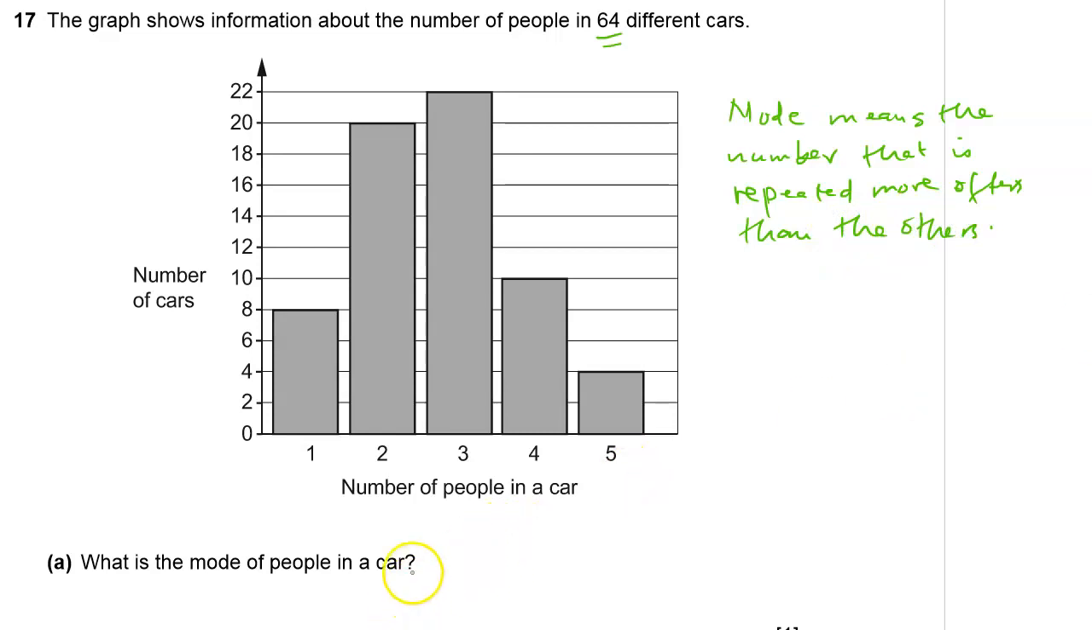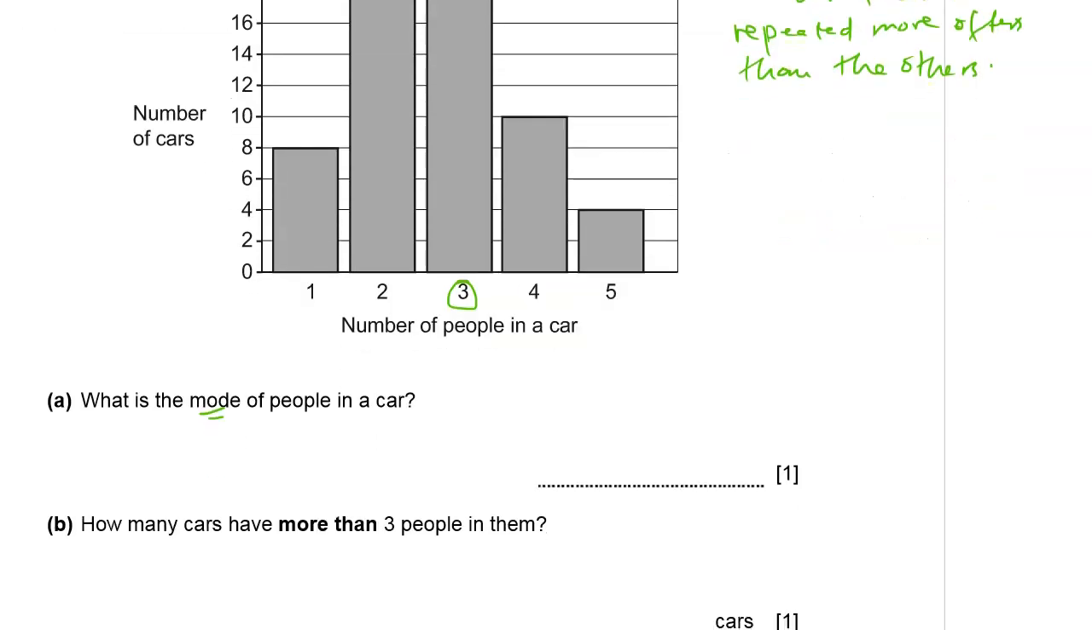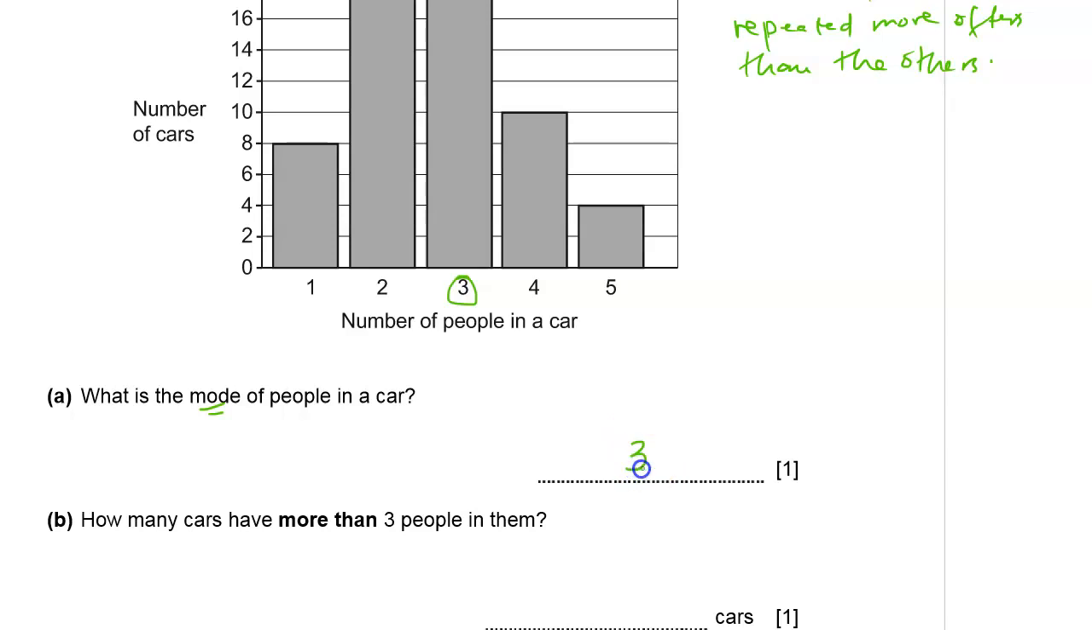And from this graph, you can see that the mode is the one that has the greatest number of cars. So the mode is 3. 3 is the one which has a great number of cars, each with 3 people. The mode is 3. Part B, how many cars have more than 3 people in them?